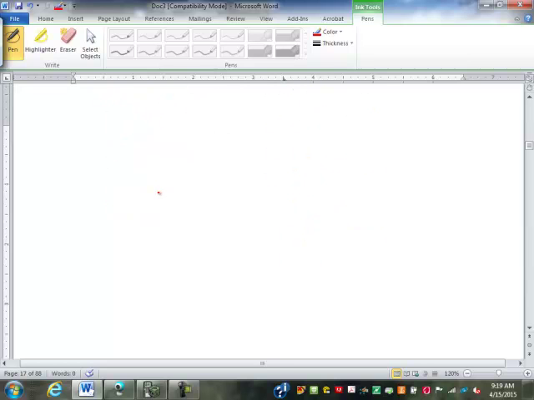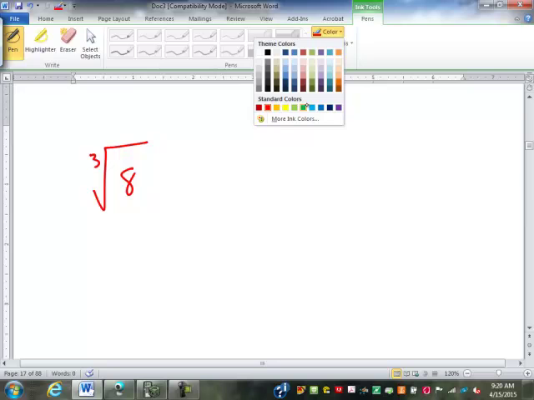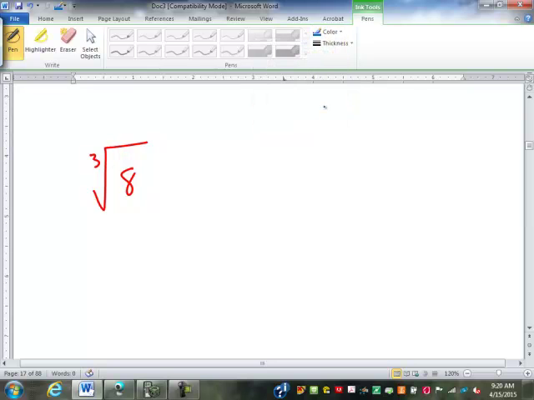So now I promised you that we would look at that symbol here, the third root of 8. If the square root is asking us what number to the second power is that, this is asking us what number to the third power is 8, which would be 2. 2 to the third power is 8.